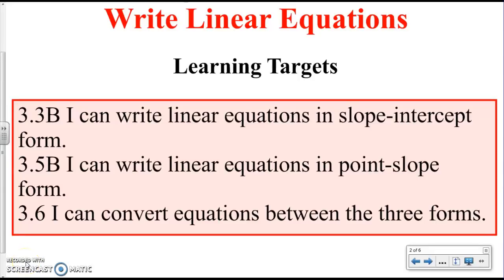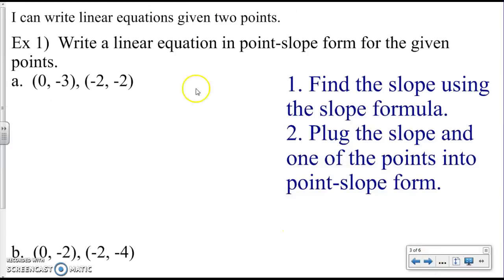Okay, last week we talked about how to write linear equations when we are given the slope and an intercept or a graph or a point and the slope. Today we're going to learn how to write linear equations if we're given 2 points. So our steps are going to look a little different.